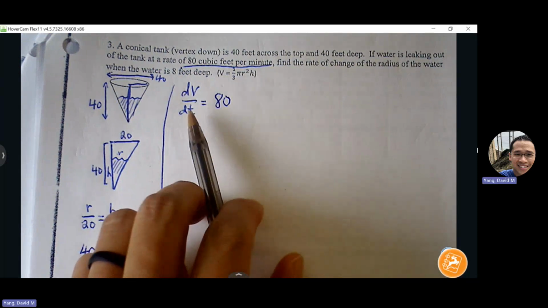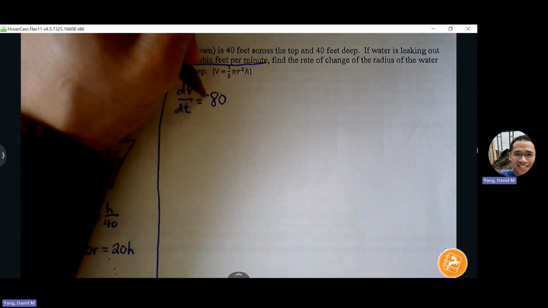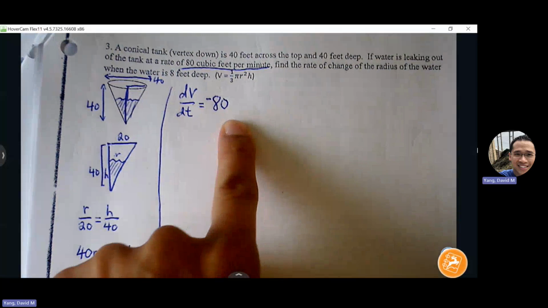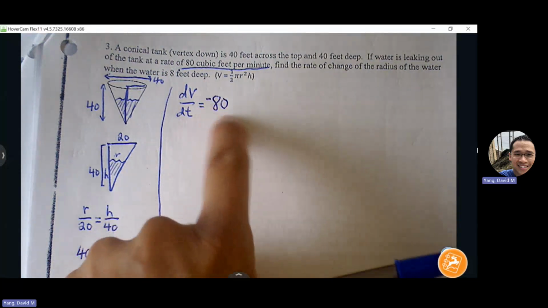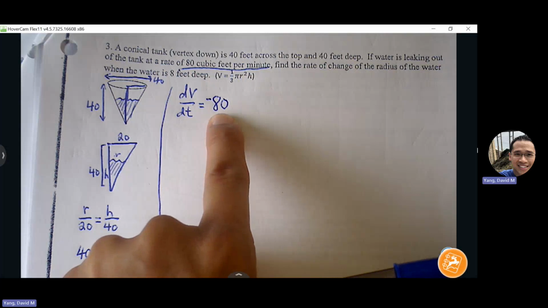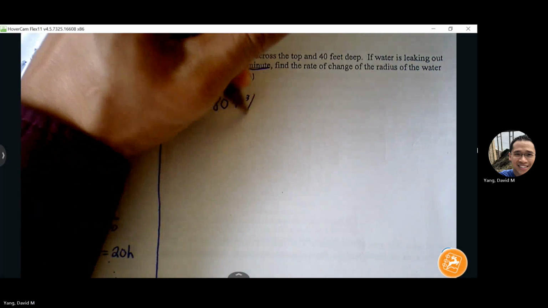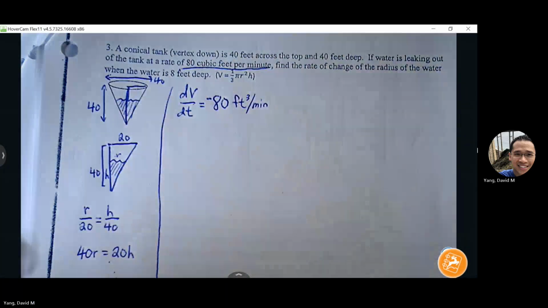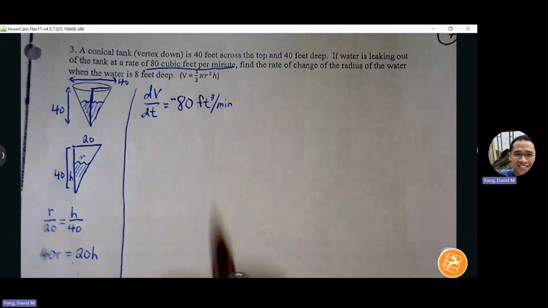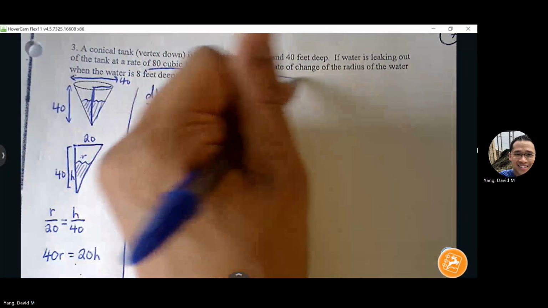What's happening to the volume inside the tank? It's decreasing, right? So any rate that's decreasing, we have to make sure we adjust with a negative. So that negative tells us that the water inside the tank is decreasing at a rate of 80 cubic feet per minute. So negative 80 cubic feet per minute. Okay, find the rate of change of the radius of the water level. What are we looking for?